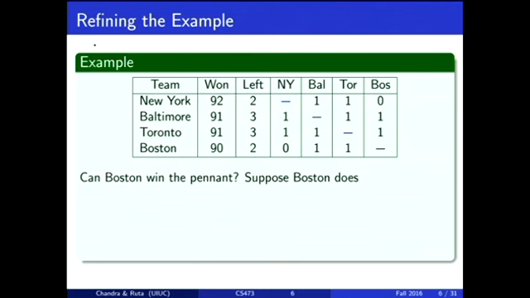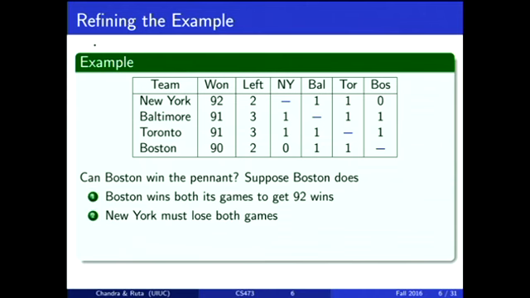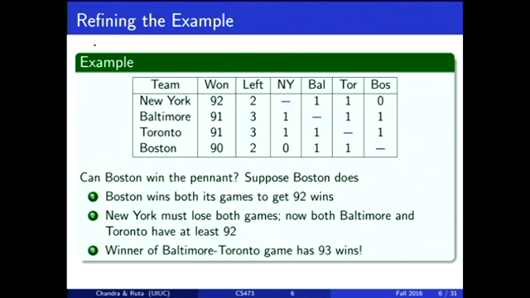Now how do we figure it out? We have to make Boston win all its games. That makes sense. Then New York must lose both games. We already figured that out. Now if New York loses both games, Baltimore and Toronto have at least 92 wins, because New York has one game with Baltimore and one game with Toronto. Then they both have to have 92 wins. But then they have a game with each other, and somebody has to win that game. So Boston can't win the pennant. Now suppose, this is an easy thing, because why was this a little bit easy?